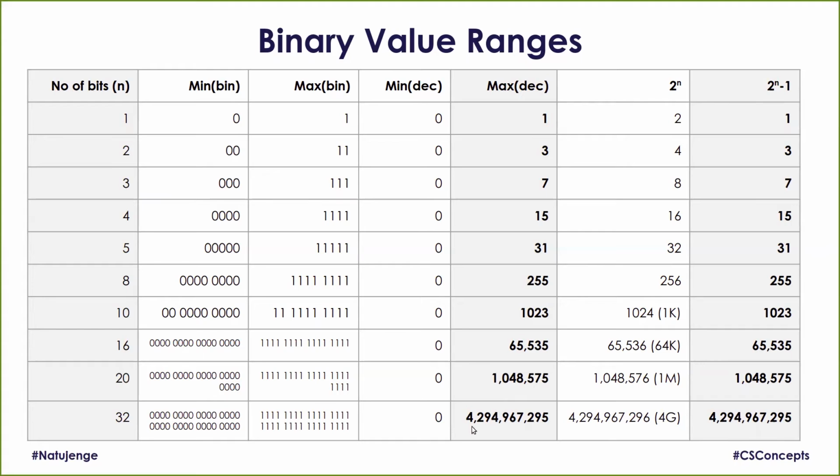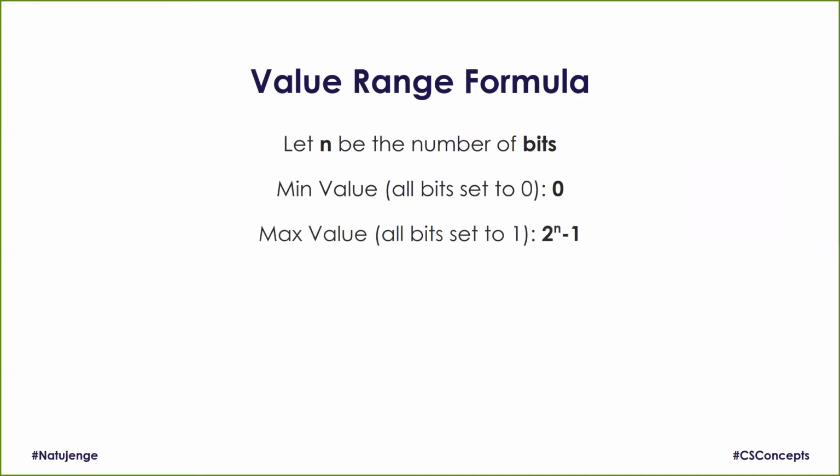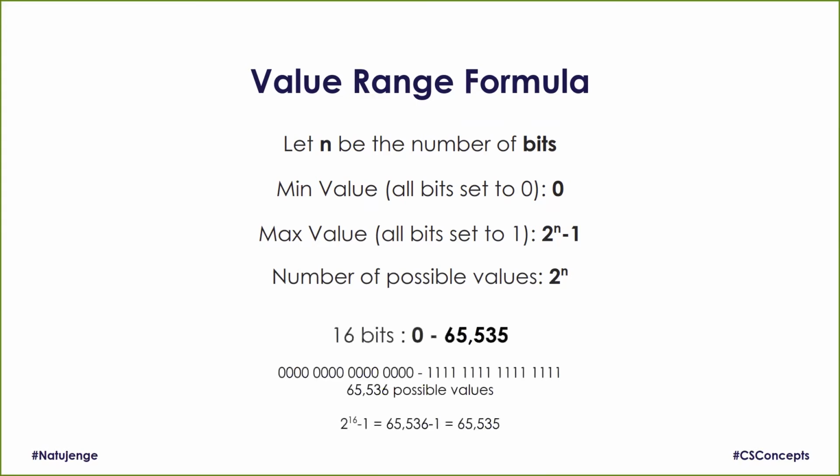You can do the same for a 32-bit number, which gives us 4 giga, or 4 billion sort of. And that gives us the maximum value as 4 billion and so many other values ending in 295. So from there, you can tell that there is a formula, and let n be the number of bits. The minimum value will be when all the bits are set to 0, and the maximum value will be when all the bits are set to 1, which technically results in 2 to the power n minus 1. So the number of possible values is basically 2 to the power n.